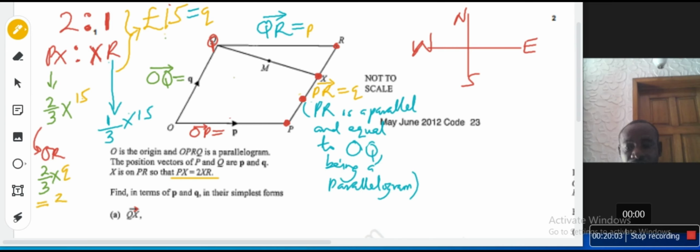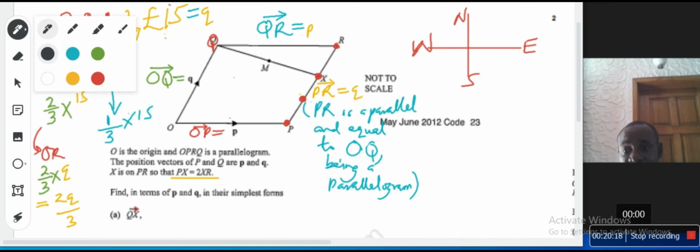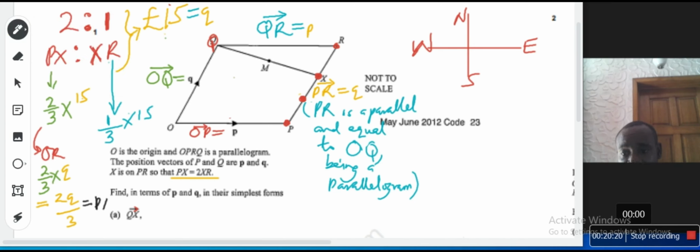That's 2Q over 3 now. You don't need any calculator: 2 over 3 times Q is simply 2Q over 3. So that is what PX will get. That's the value of line PX. That's equal to PX, P to X.